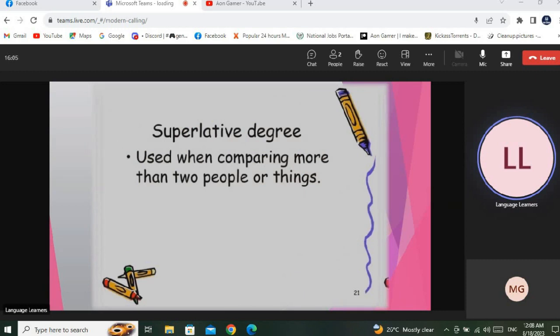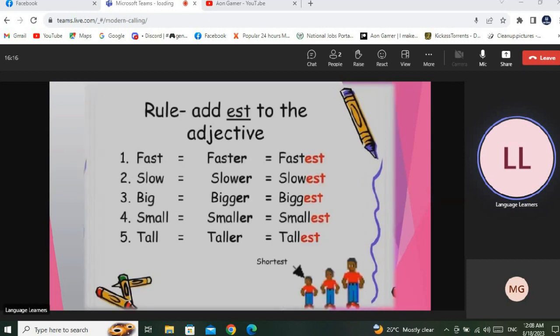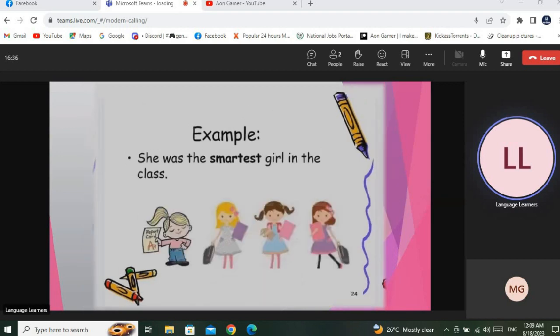So these are some degrees related to the positive degree. Then comes the comparative degree and the superlative degree. Fast, faster, fastest. You can read it yourself. Let's move on to the examples. He was the fastest in the bicycle race. That was the reason he won, right? All of them were racing and he won the race because he was the fastest one in the bicycle race. She was the smartest girl.